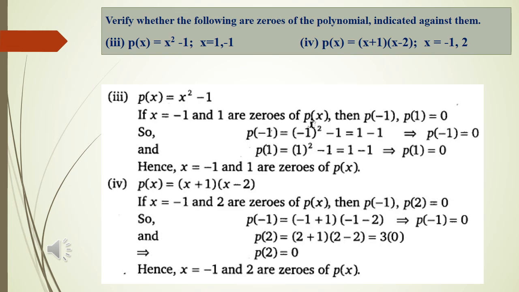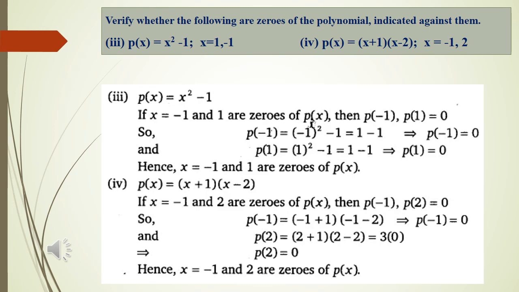Now we will substitute 2 in the given polynomial. So we will have in the first bracket 2 plus 1, which results in 3, but in the second bracket 2 minus 2, which results in 0. Now 0 multiplied by 3, again the result is 0. So 2 is also a zero of the polynomial p of x is equal to x plus 1 in one bracket and x minus 2 in the other bracket.